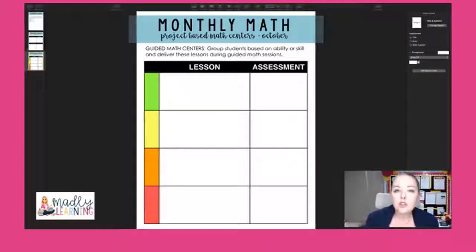So the structure generally of that is going to be, I will have Monday, even possibly Tuesday, with whole group instruction, and then the rest of my week will be guided math activities where I'm not generally doing a whole group lesson.